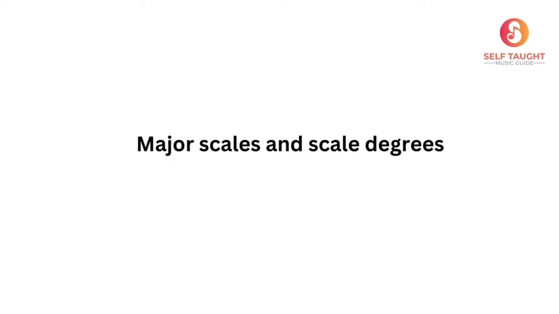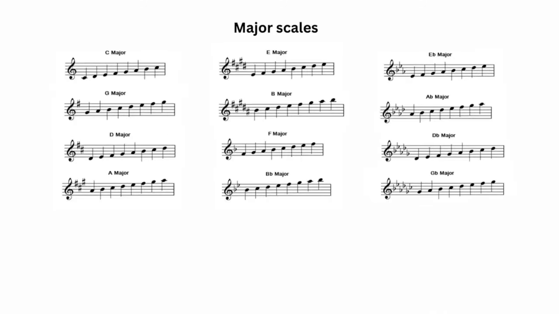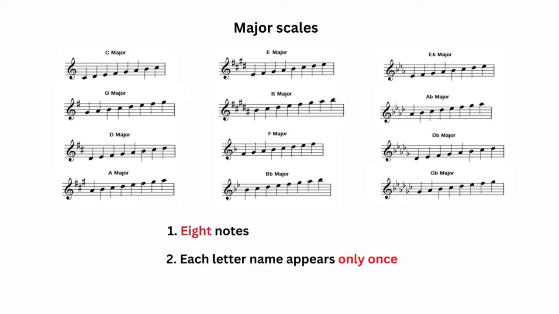Today, we're diving into the major scales and scale degrees. Major scales are a fundamental concept in music theory. They consist of a specific pattern of 8 notes. Each letter name appears only once. The first and the last note are the same.